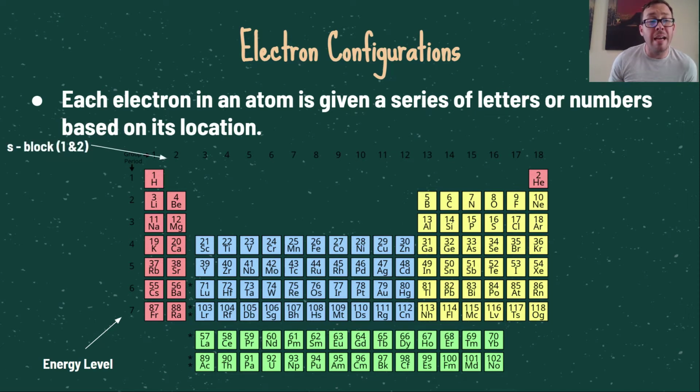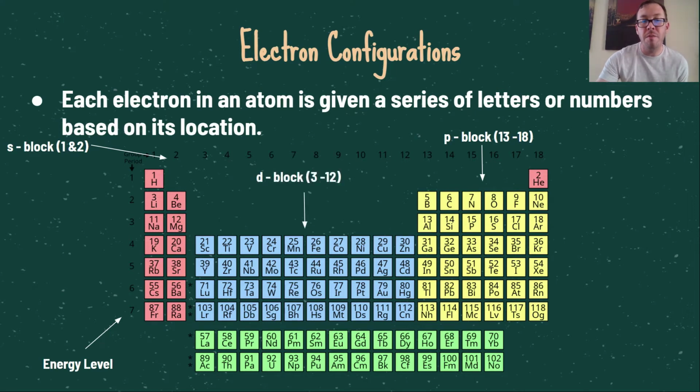We also have blocks of elements, and this is more known as your sublevel. So we have our S block, which is groups 1 and 2 on the periodic table. These are fairly easy to recognize because the heights of each of these groups or blocks are different from one another. So groups 1 and 2 are known as our S block. Groups 13 through 18 are known as our P block.